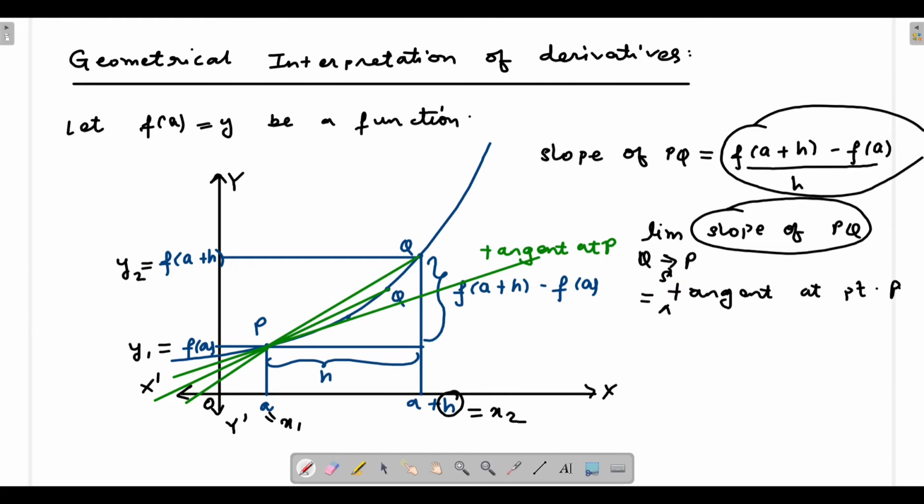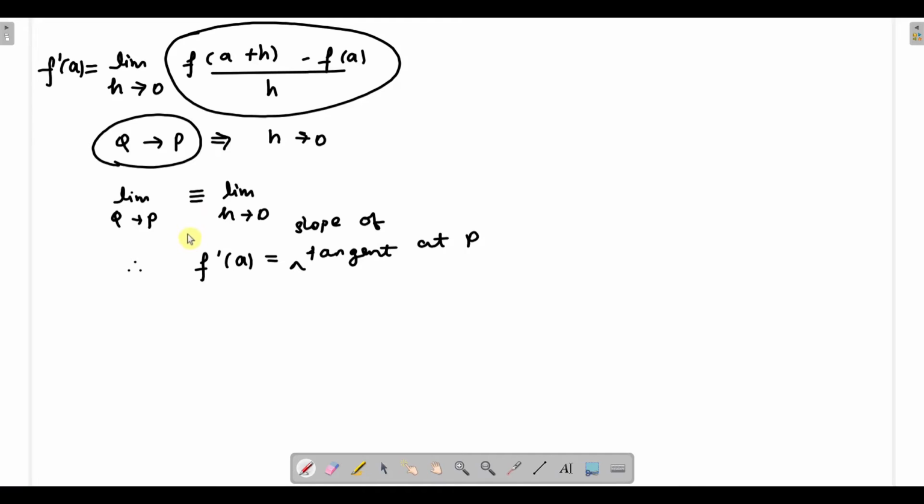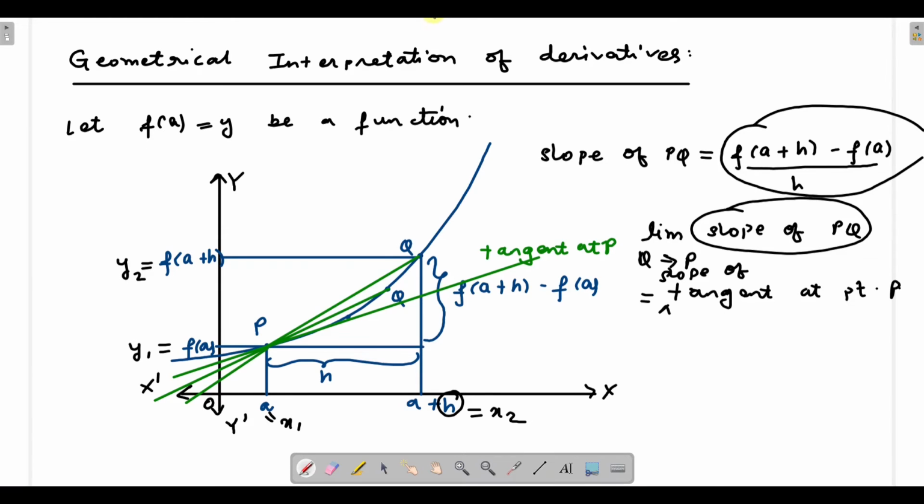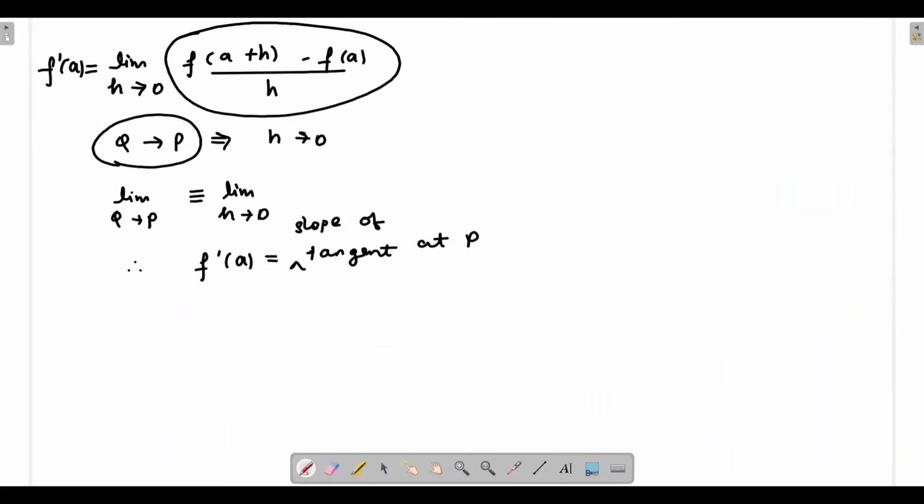This is nothing but the slope. I have written tangent at p. Now this is the slope of the tangent at p. Okay, so this is the thing. f prime of a is equal to the slope of the tangent at p, and that is the thing: the derivative of f at a is equal to the slope of the tangent at p. So that is what we wanted to show, the geometrical interpretation of the derivative.